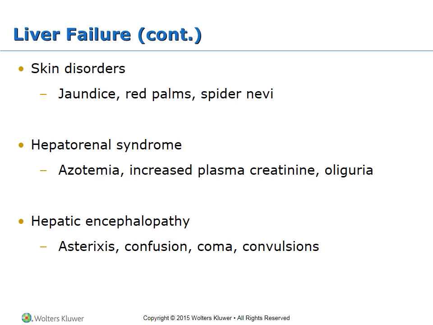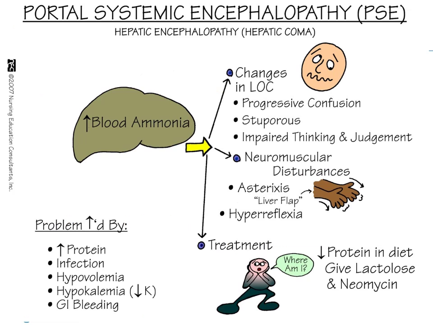Skin disorders we've talked about quite a bit. We also have issues with azotemia, so having an increased BUN and creatinine. We also have issues with not having urine production. The other issue that can arise is hepatic encephalopathy, and this is a hepatic coma.